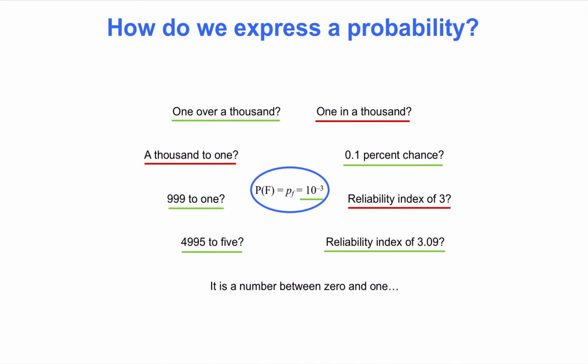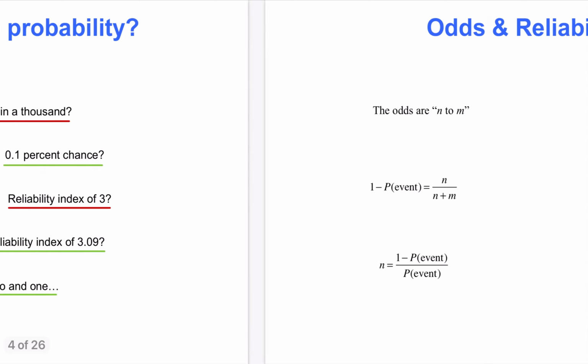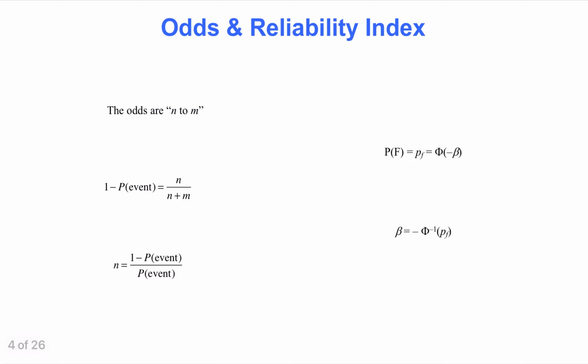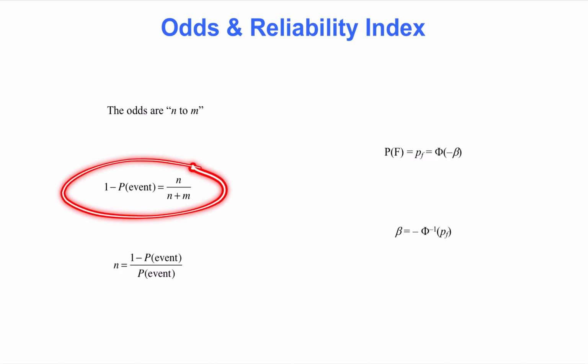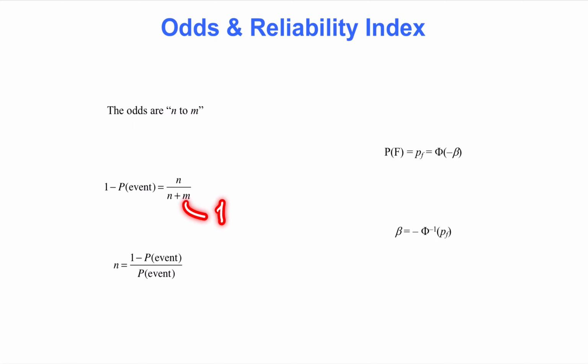The one conclusion you should take away from this slide is that a probability is essentially a number between 0 and 1. Now to a brief explanation of odds and the reliability index. Odds use the preposition "to." You can say that the odds are n to m, where n and m are numbers. The formula that links n and m to the probability is shown here. It is common to let the number m be 1, so that odds are expressed as something to 1.